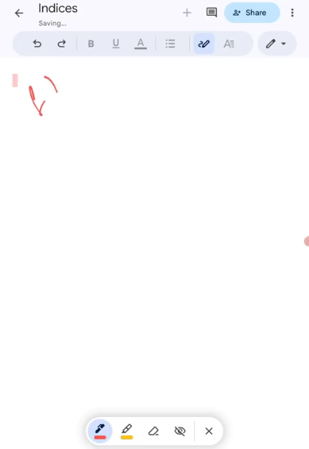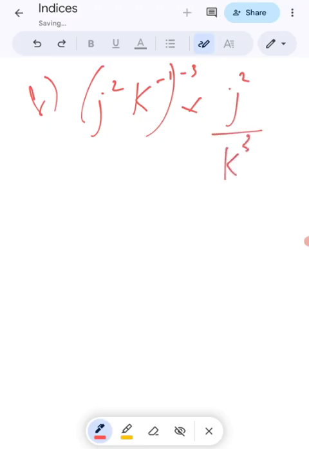Let's solve part F. The part F states that j squared k to the power minus 1, all raised to minus 3, okay, and then j squared over here upon k cubed, and then a minus 3 outside, okay. So let's start solving it. j squared multiplied by minus 3 is what? Minus 6, and k to the power minus 1 into minus 3 makes a positive 3, okay.